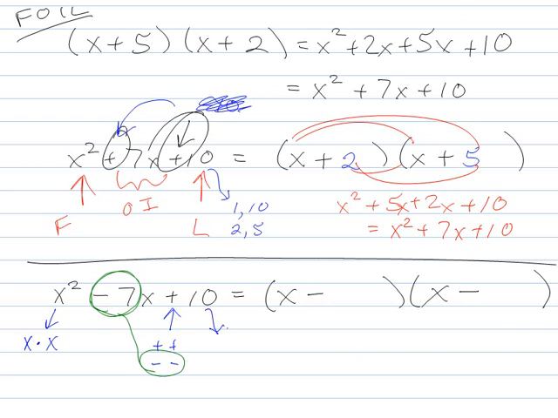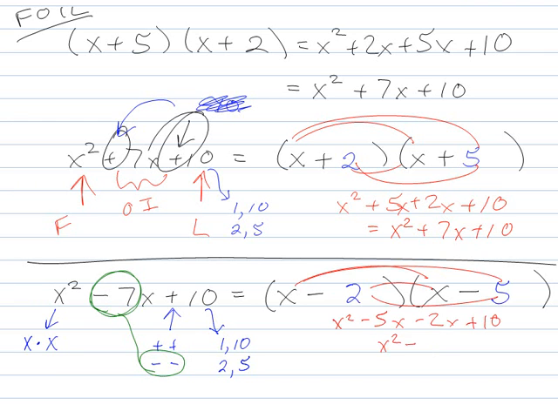Now, the only ways I can get a 10 is a 1 and a 10 or a 2 and a 5. So I can compare and say, okay, well, clearly if I go minus 1 minus 10, that's going to give me minus 11, which isn't what I want. So let's try doing minus 2 and minus 5. So I'll check it. X squared, well, that should be right automatically. Outer, inner, and last. X squared minus 7x plus 10. And that works. So that's good.